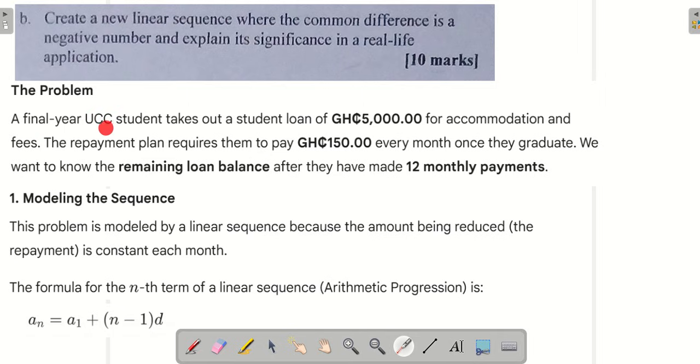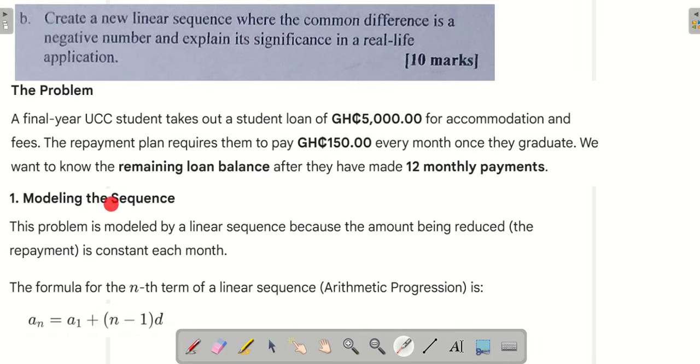A final year UCC student, in fact I have used UCC throughout. That doesn't mean you are mandated to use UCC. You can change the model. A final year UCC student takes out a student loan of 5,000 Ghana cedis for accommodation and fees. The repayment plan requires them to pay 150 Ghana cedis every month once they graduate. We want to know the remaining loan balance after they have made 12 monthly payments.